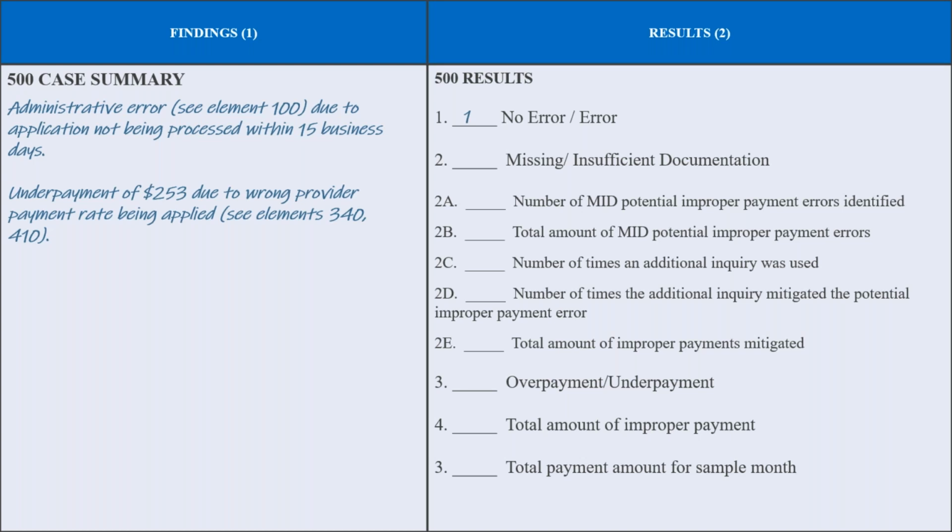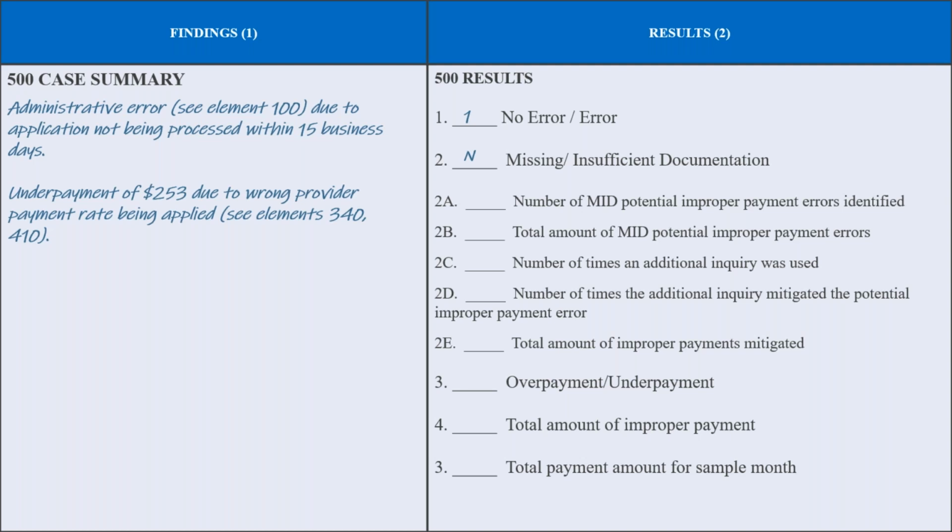So element 500, column 2 is where we code results for the entire worksheet. And if there's a case where there is an improper payment error as well as an administrative error, we always make sure to code for the improper payment error. So it's not the case here in this example, but sometimes you might find that there was an improper payment that was not due to MID, and there was also an administrative error that was due to MID. And in that case, you would make sure to code item 2 for that payment error.